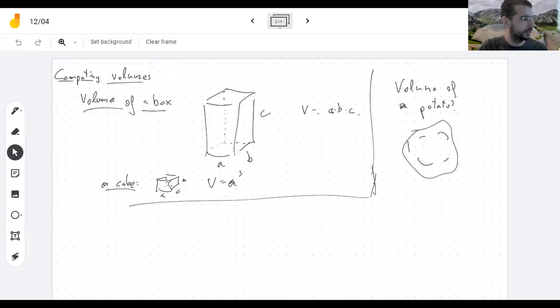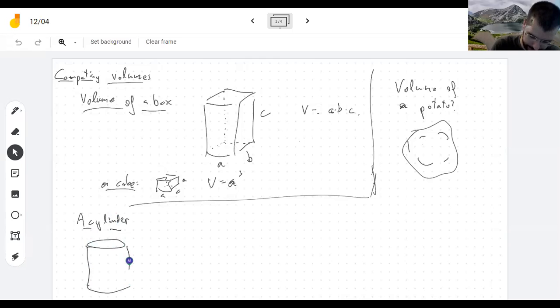So the trick is to approximate your figure with simpler shapes. And I guess we could do cubes, but I don't want to do cubes. I want to do a bit better. I want to do cylinders. Because for a cylinder, I know the volume as well. So the volume is, it's this formula, right? It's the area of the base times the height.